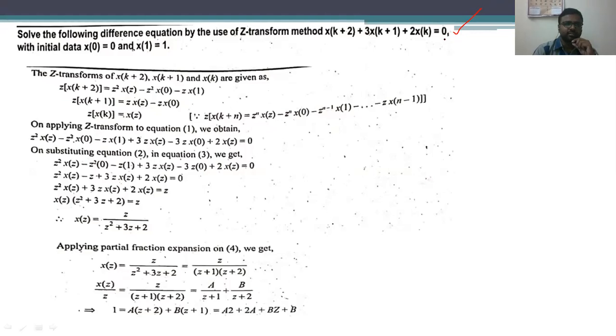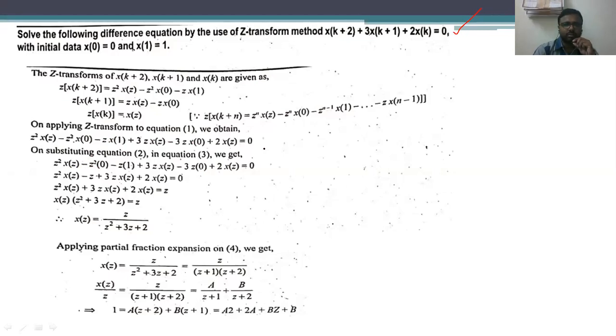So applying the Z transform method for this equation with the consideration of the initial conditions, we are going to get: Z square into X of z minus z square into x of 0 minus z into x of 1, plus 3 into z into X of z minus z into x of 0, plus 2 into X of z is equal to 0.